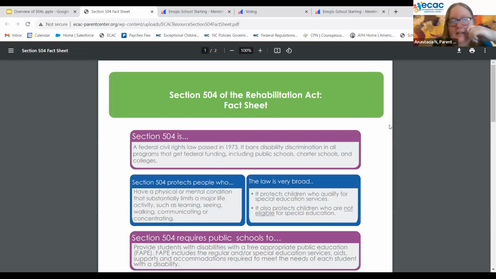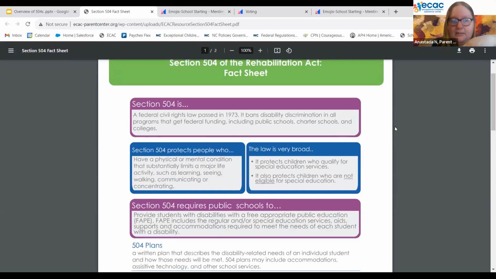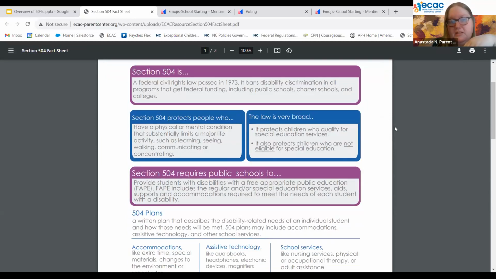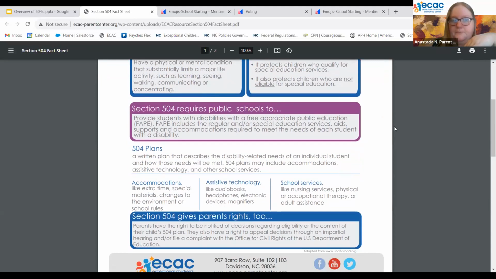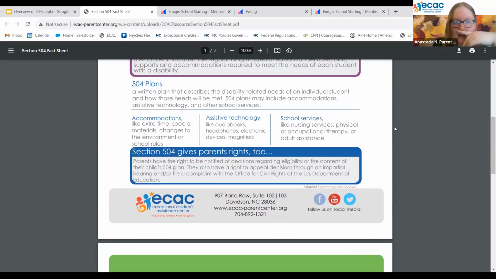So this is a fact sheet that we developed. It tells you what the law says, what the law protects, and what it requires of public schools, which is to provide students with disabilities access to a free and appropriate public education. And it gives parents the right... I want to stop right here. Parents have the right to be notified of decisions regarding eligibility or the content of their child's 504 plan, and they have the right to appeal these decisions.